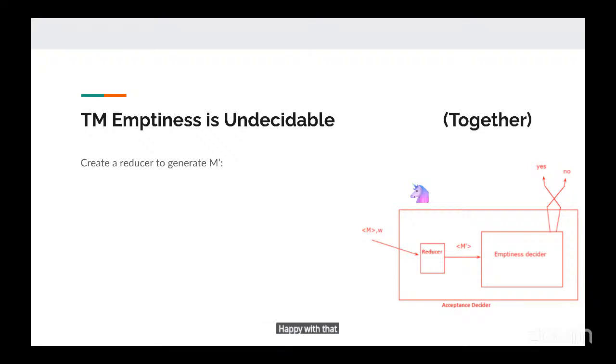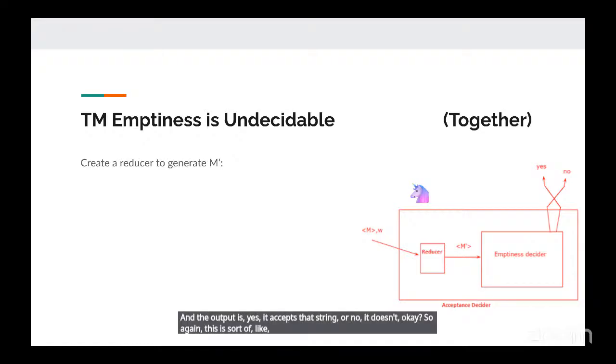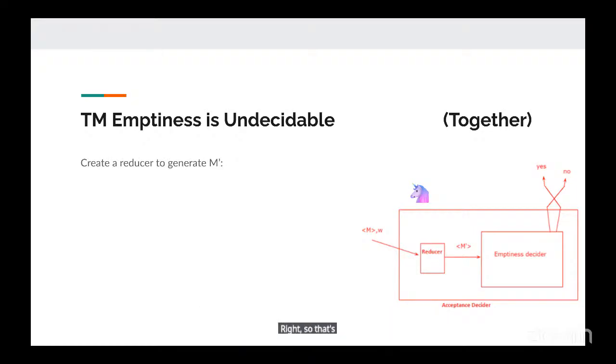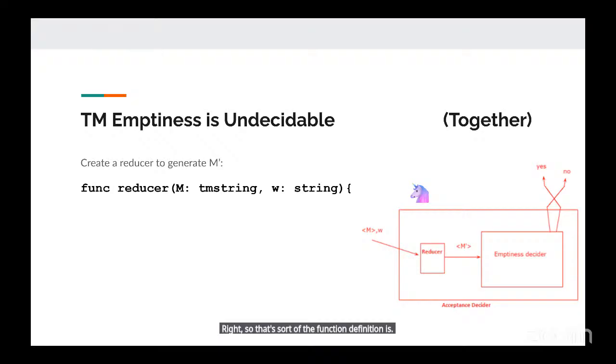Happy with that? So the input of this function is a machine and a string, and the output is yes, it accepts that string, or no, it doesn't. Again, this is sort of like function composition, very used to this software engineering stuff. So you can just ignore this and pretend it's a black box, and that's what we're going for. So that's the function definition: it should take in that structure and give it out like that.